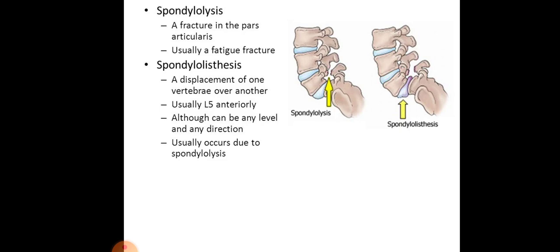Next is spondylolisthesis. It is a displacement of one vertebra over another, and usually the L5 vertebra displaces anteriorly, although it can be at any level and in any direction. It usually occurs due to spondylolysis, that is, a fracture in the pars interarticularis.